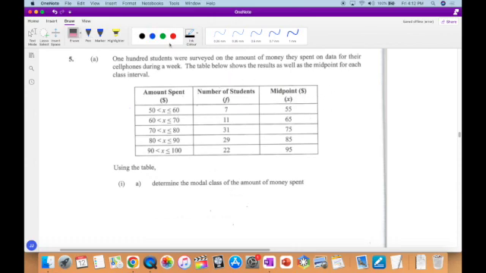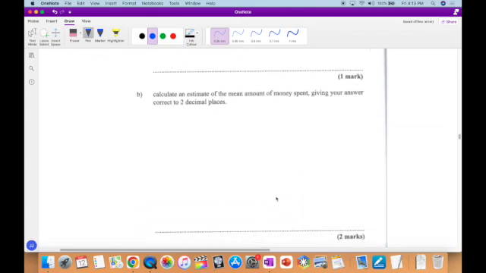Determine the modal class of the amount of money spent. The modal meaning most popular class. So these are the classes here. And the most popular would have the highest frequency of 31. So the modal class is 70 less than x less than or equal to 80, between 70 and 80, not including 70.